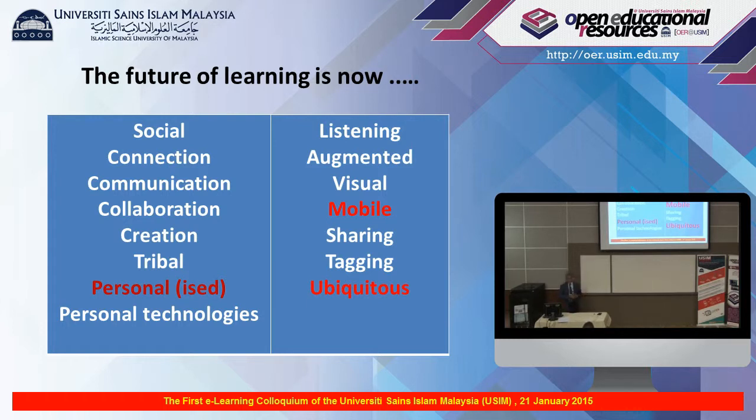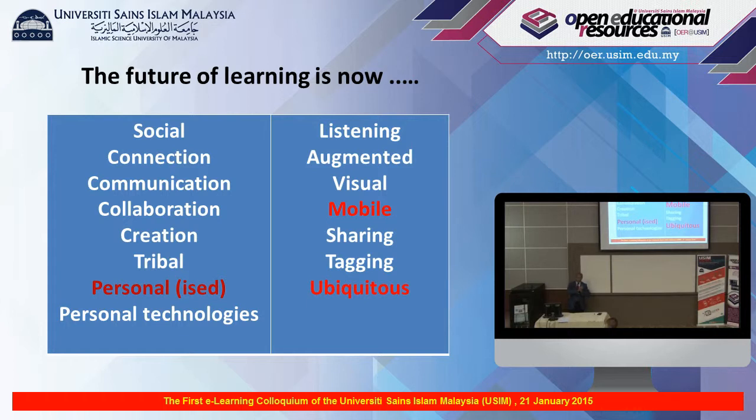Okay? And these are the other parts of learning, which is social: connectivity, communication, collaboration, creation. Tribal: the same group of students, all wear black, go in one group, or same kind of hair, go in one group. They're very tribal. And they have personal technologies. And learning is now not just about chalk and talk, it's about listening, it's augmented, it's visual, it's virtual, it's sharing, it's tagging. So this is the kind of thing that must be on our mind when we are designing our content now, not just the traditional manner.